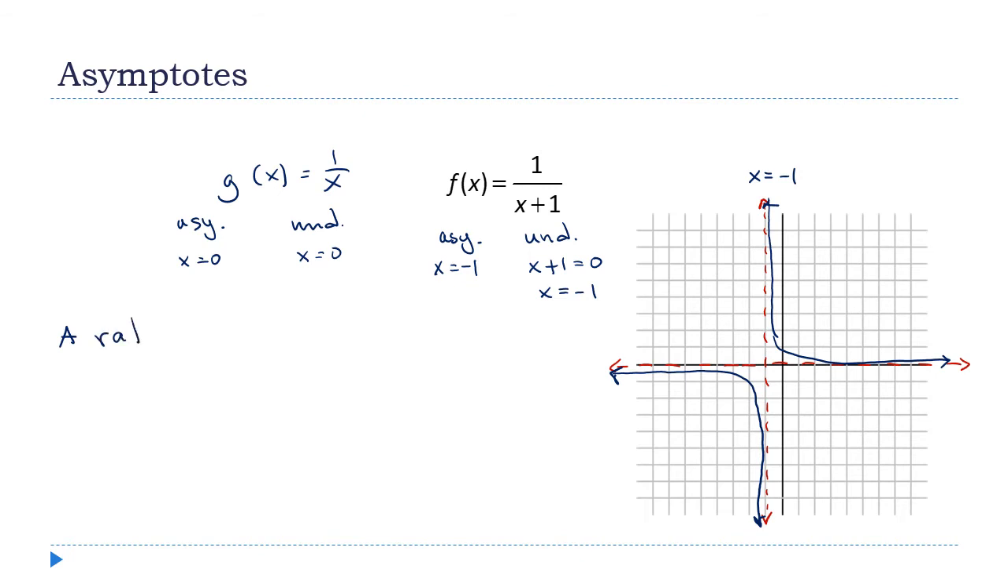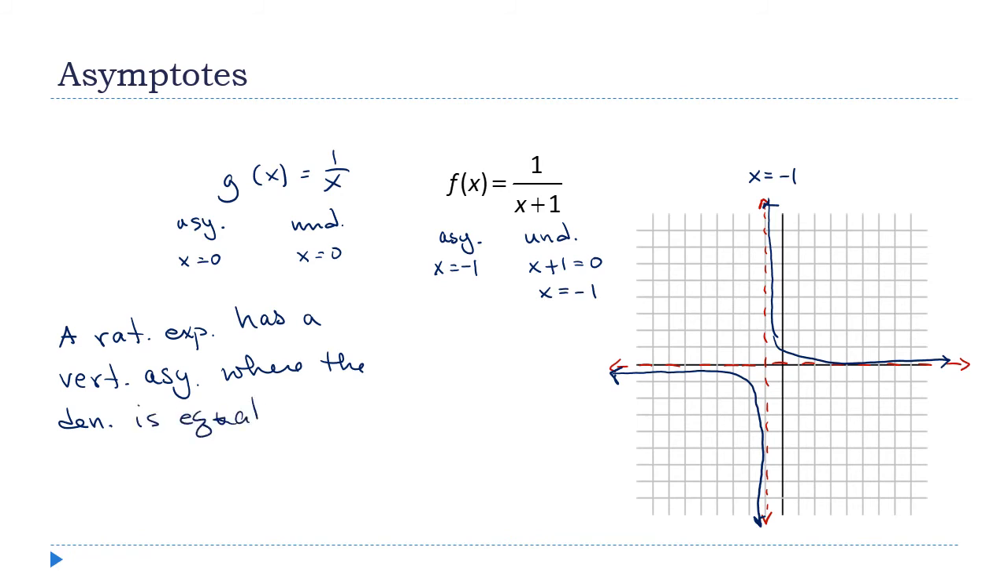A rational expression has a vertical asymptote wherever, can't spell today, where the denominator is equal to 0. And I want to emphasize this here.